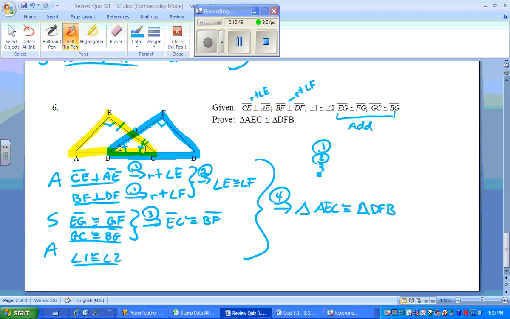We have 4 reasons. Angle 1 is def of perpendicular. 2, all right angles congruent. 3, we did addition. And 4 was angle, side angle. If you can master all 3 of these proofs and the 3 multiple choice questions, you will do fine on the quiz 3.1 to 3.3. Good luck to you, and good luck studying.